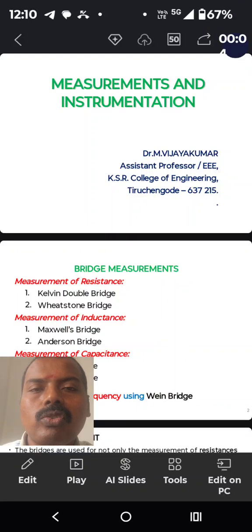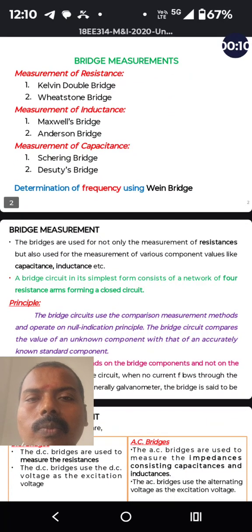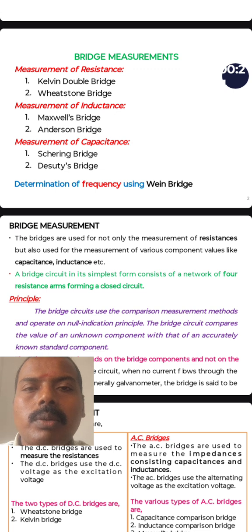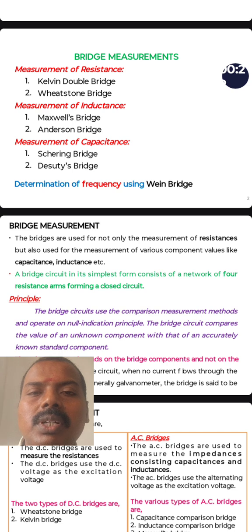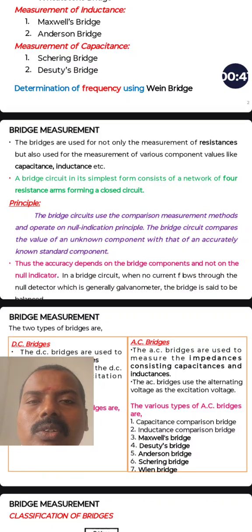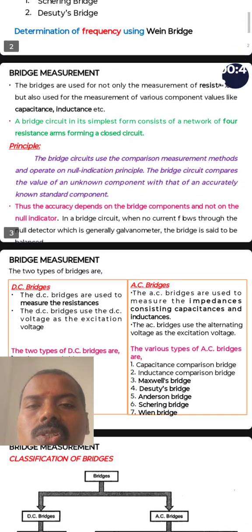Vijay Kumar. I am going to explain about the measurement instrumentation subject, bridge measurement. Generally, bridge measurement has different forms, but electrically, we want to measure resistance, inductance, capacitance. We have different types for the measurement of resistance: Kelvin double bridge and Wheatstone bridge. For the measurement of inductance, Maxwell bridge and Anderson bridge. For the measurement of capacitance, Schering bridge and De Sauty bridge. For the determination of frequency, we use the Wien bridge.